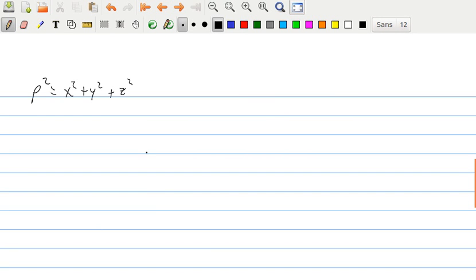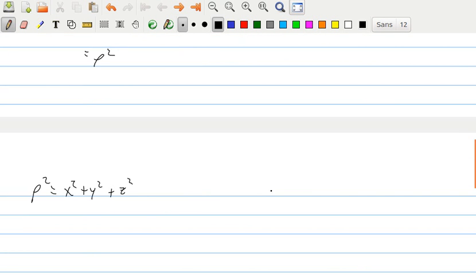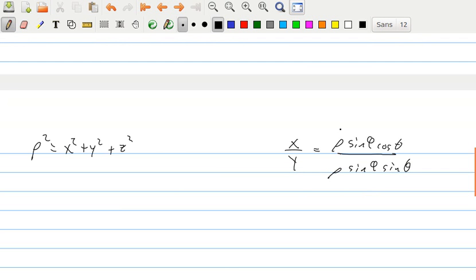Okay, now from here, if we also wanted to get theta, well, again, we can do that trick where we divide the x and the y. So if we take y divided by x, this is rho sine phi sine theta divided by rho sine phi cosine theta. We can see we've got a bunch of cancellation. The rho's cancel, the sine phi's cancel, and this gives us that y over x equals tangent theta. So that gives us our second identity.